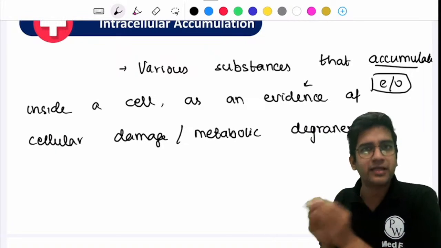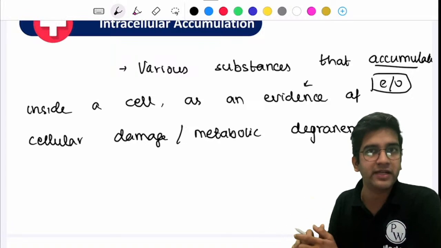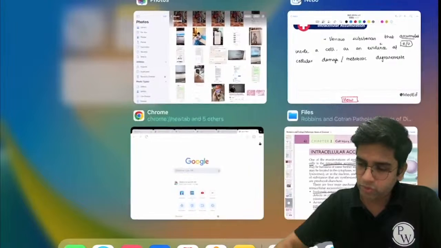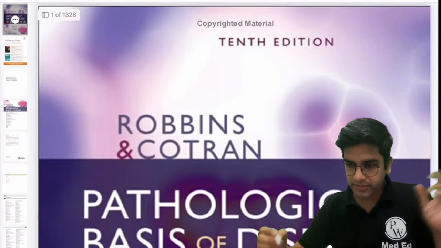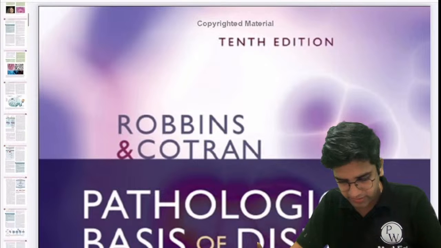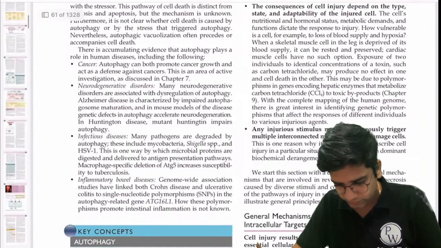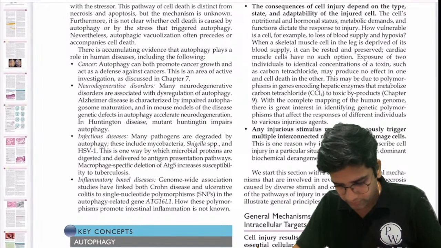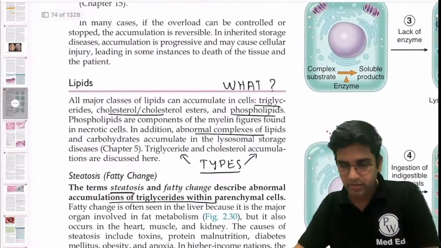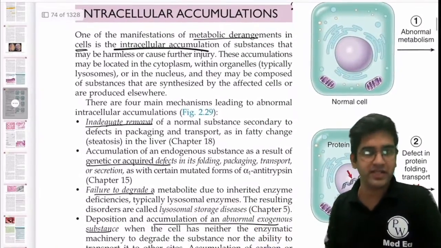For that, I need some etiology. Only then will things accumulate inside the cell, right? That's my second question. Again, when you go to the book, you will see the reasons here. Okay, so how do they accumulate inside a cell?